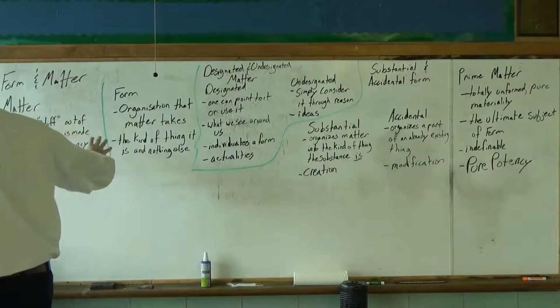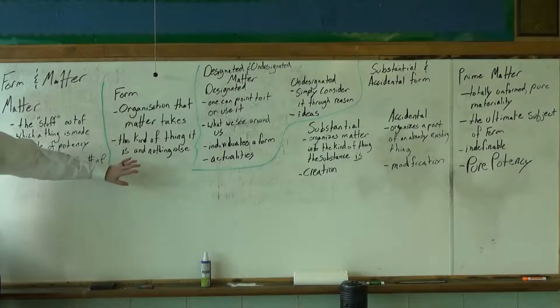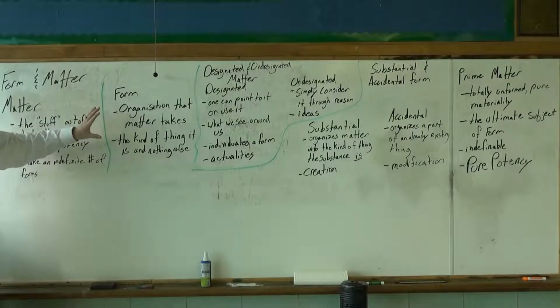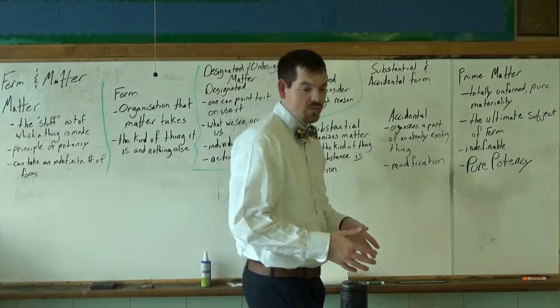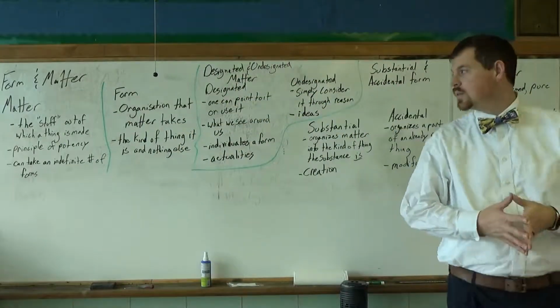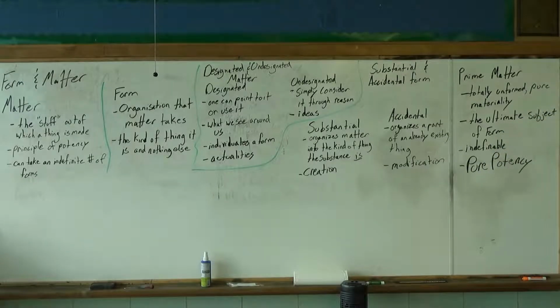Form is the kind of thing that it is and nothing else. What this means is that form is unique. Right? Matter, all kinds of stuff can happen with it, but form can only be that one thing. Questions on the basics of form and matter?